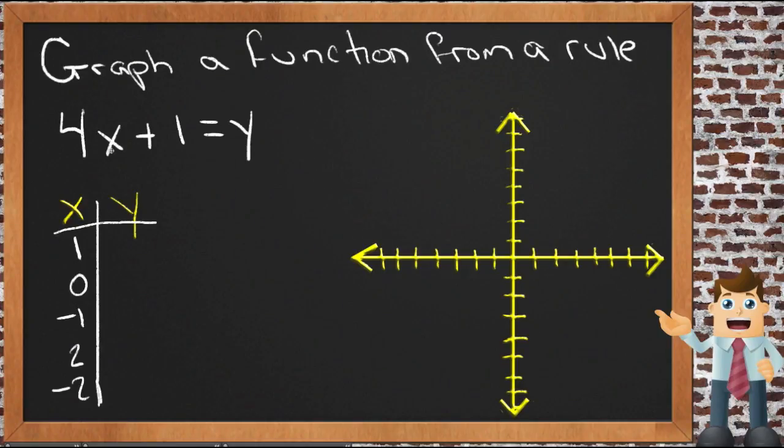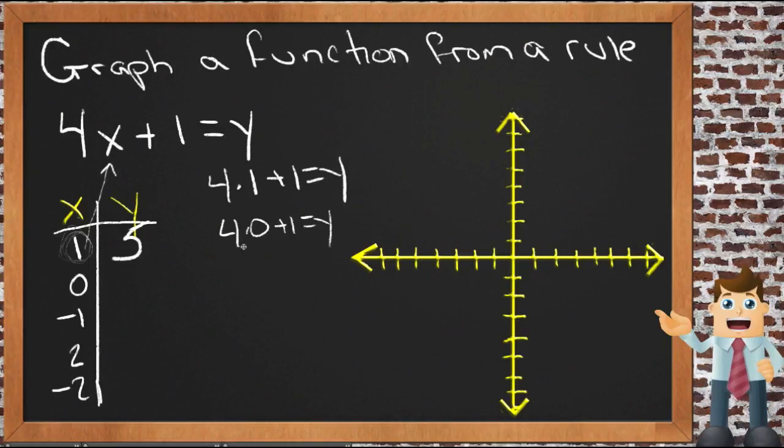If I plug 1 in for x, then what I'm doing is saying what happens when this is my input number where x is in my function. So I put 1 in place of x and I get 4 times 1 plus 1 equals y. Well, 4 times 1 is 4, plus 1 is 5, so 5 equals y. So if x is 1, y is 5. What happens if I plug 0 in? Well, then I'd get 4 times 0 plus 1 equals y. Well, 4 times 0 is 0, plus 1 is 1, so if x is 0, y is 1.